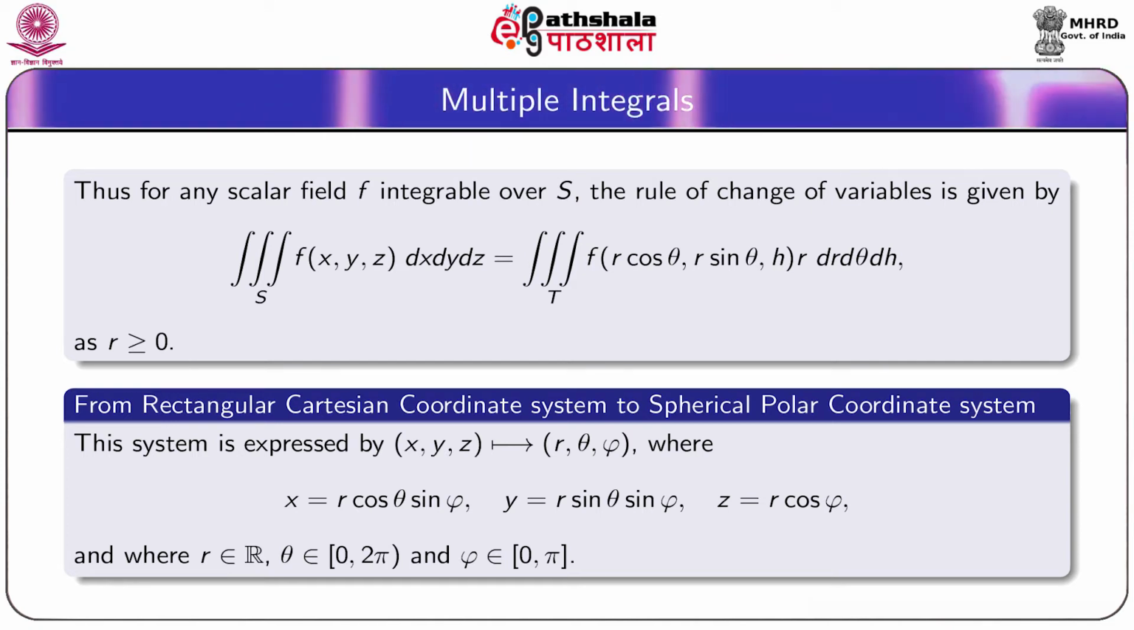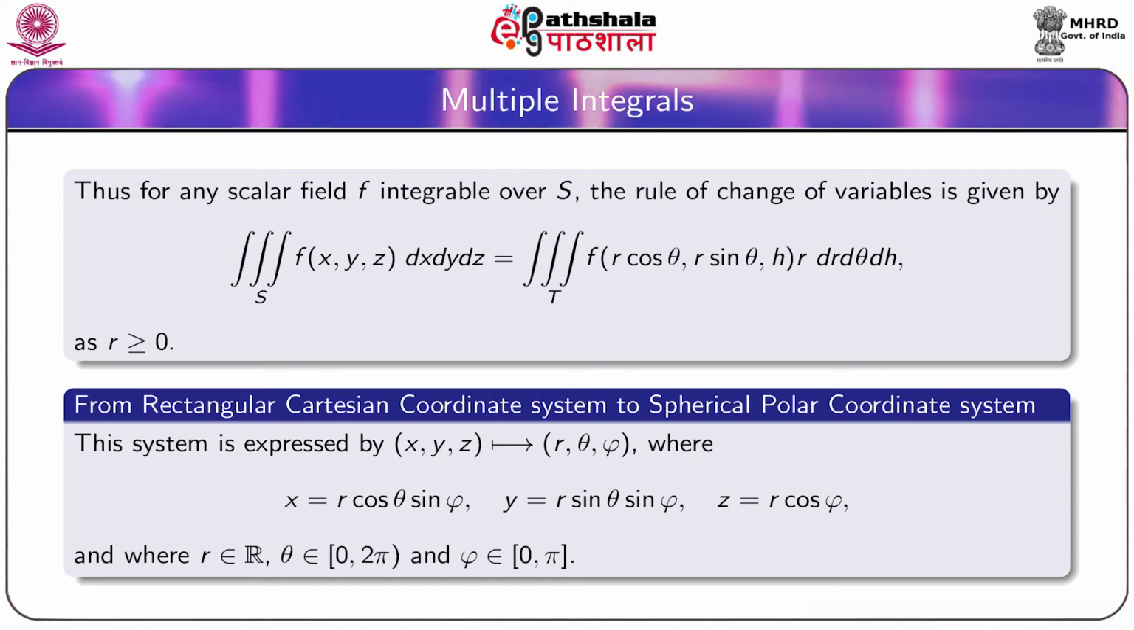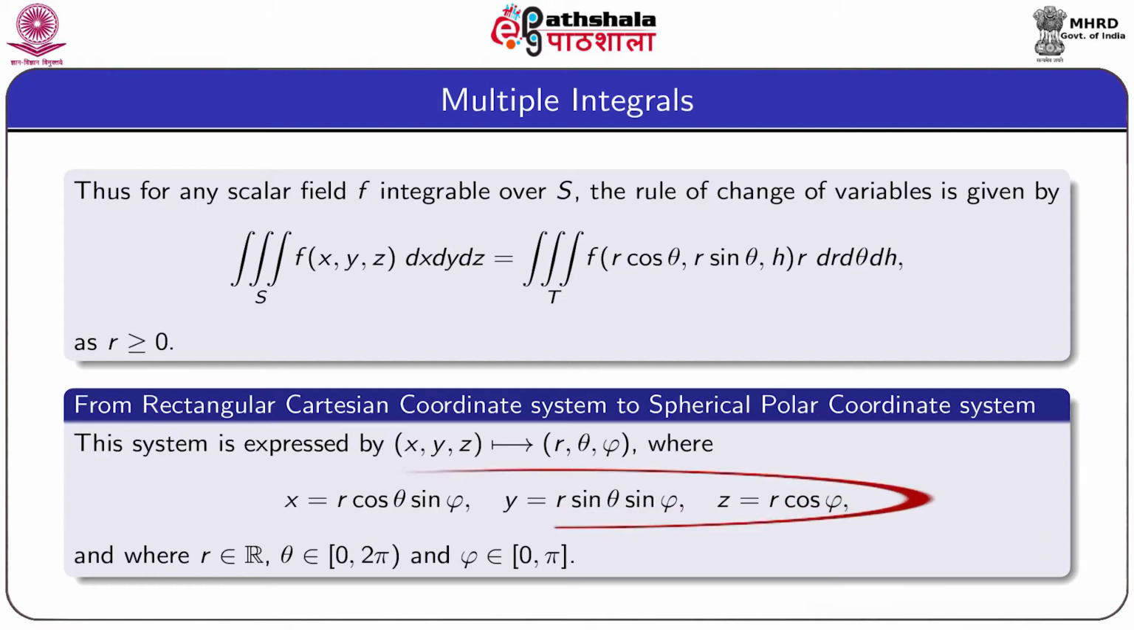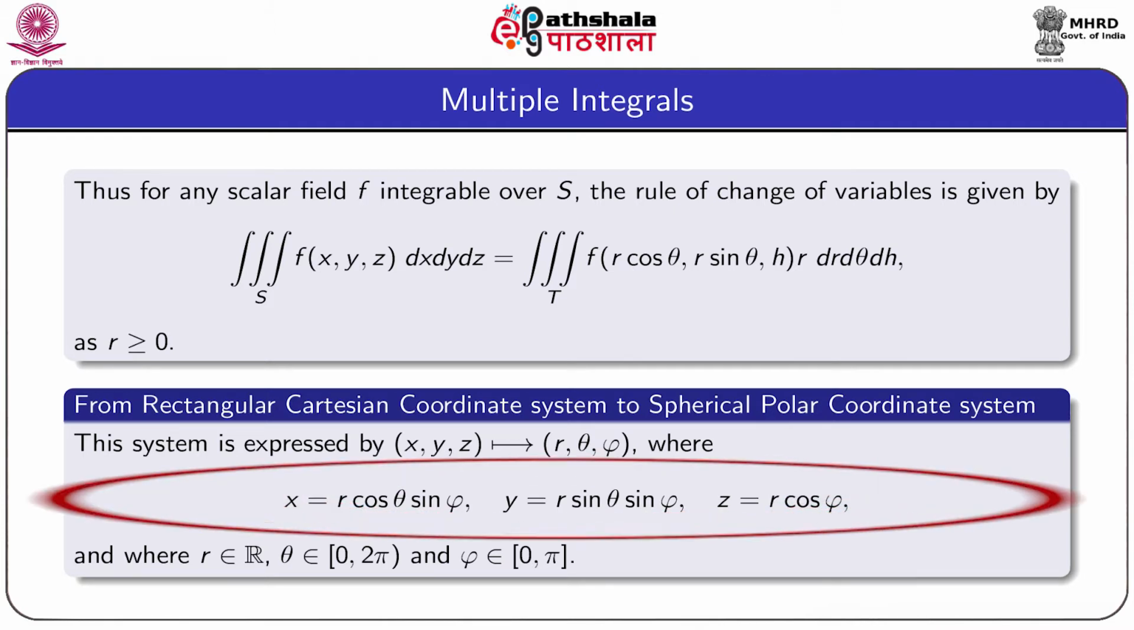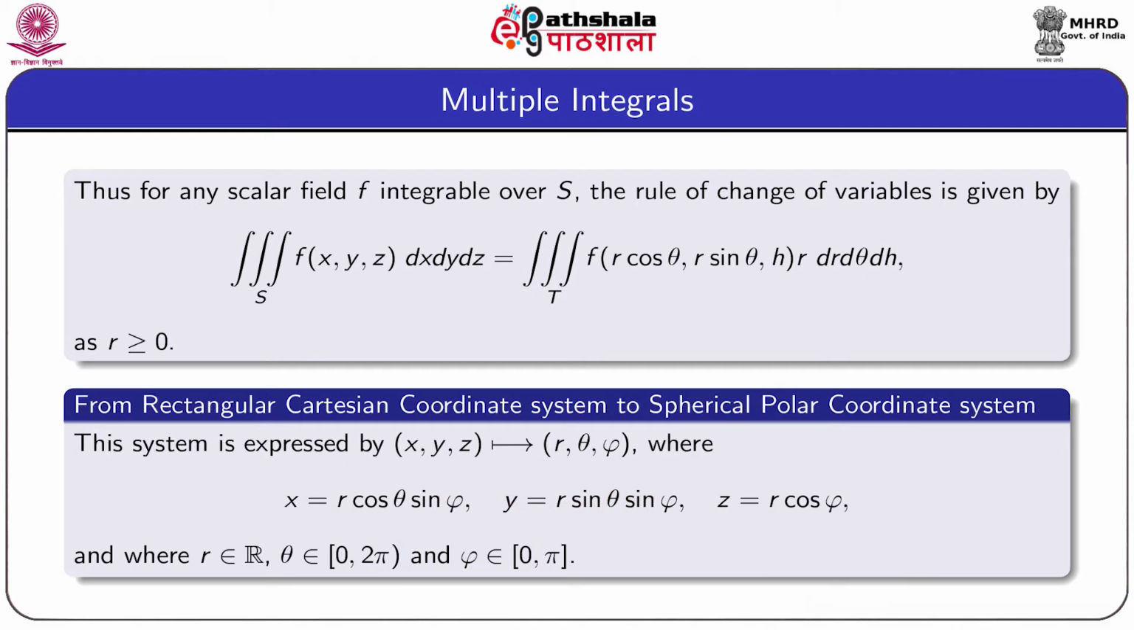Next, from rectangular Cartesian coordinate system to spherical polar coordinate system. This system is expressed by the ordered triplet (x,y,z) goes to the ordered triplet (r,θ,φ), where x is r cos θ sin φ, y equal to r sin θ sin φ, and z equals r cos φ. Here r is any real number. We consider θ from the bounded interval 0 to π, open at the right end and closed at the left end, and φ from the bounded closed interval 0 to π.